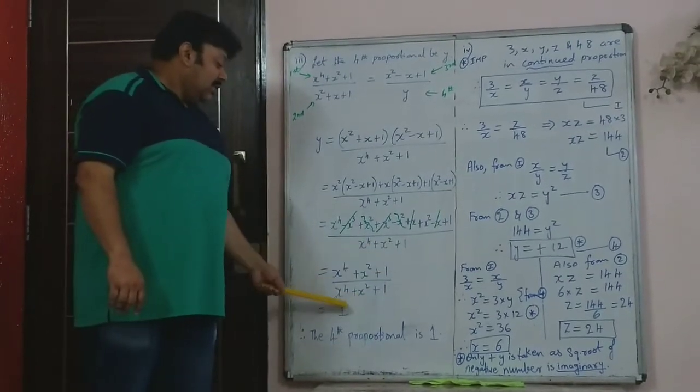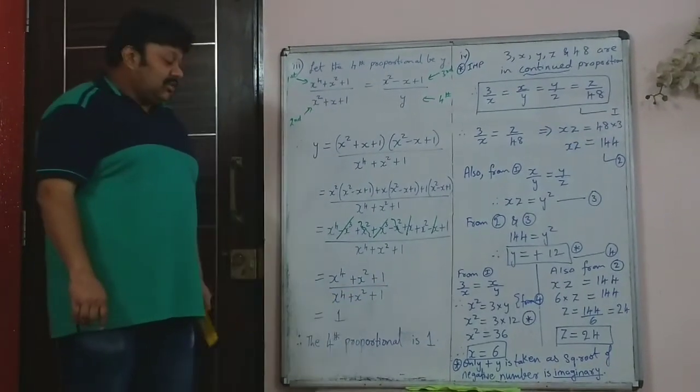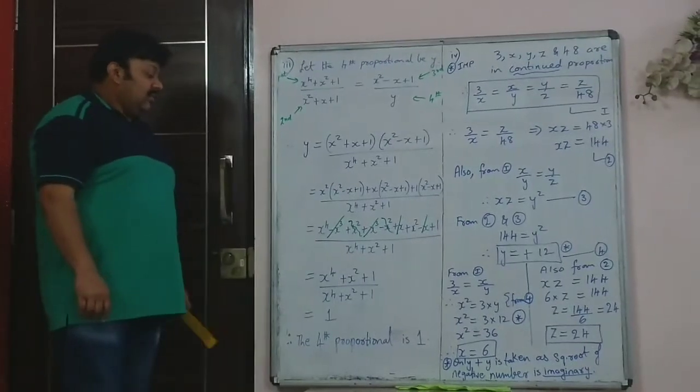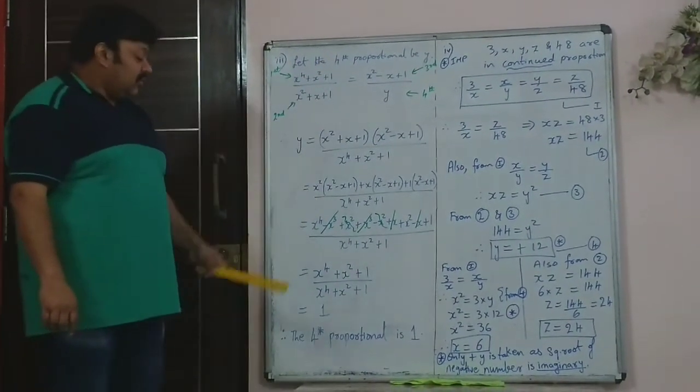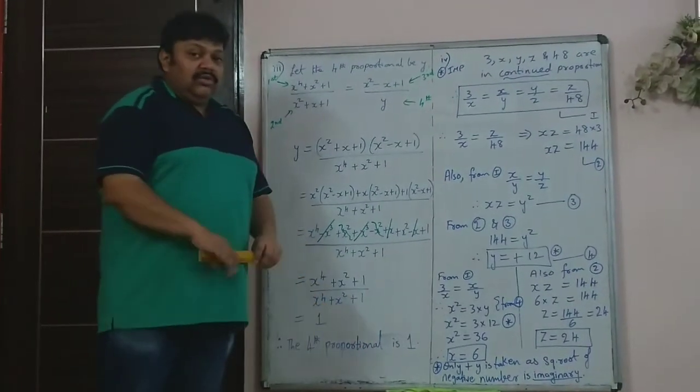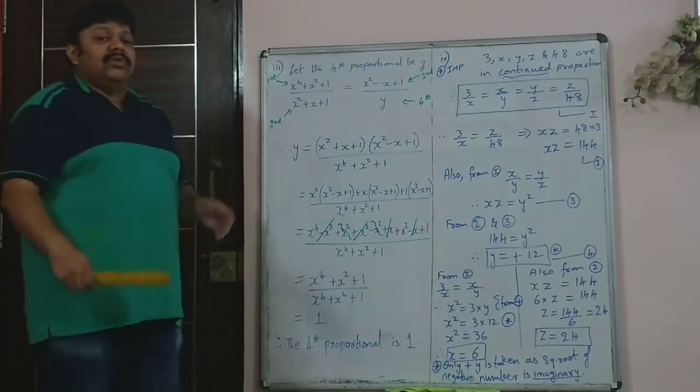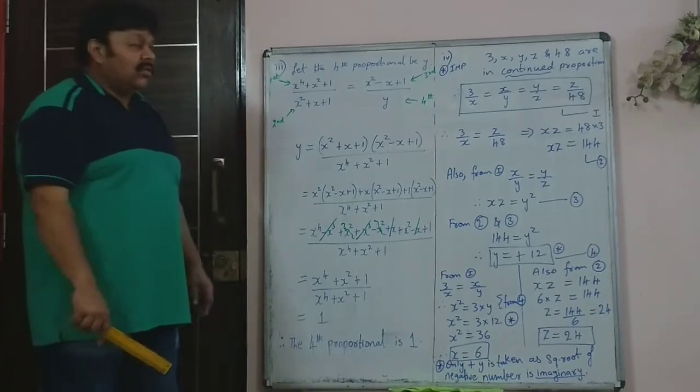And the denominator is identical, it's exactly the same as the numerator. So the ratio will be 1. That means y is equal to 1. Hence the fourth proportional is 1. So fourth proportional means 4 terms in proportion. What is the fourth term?